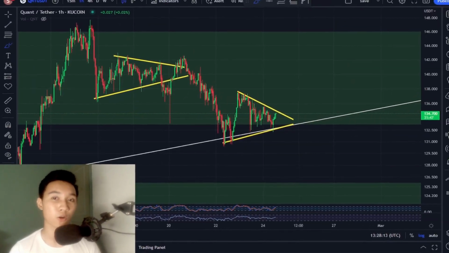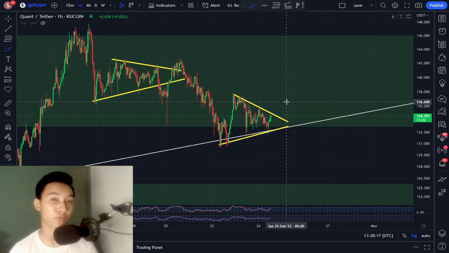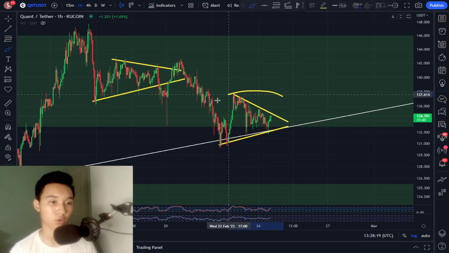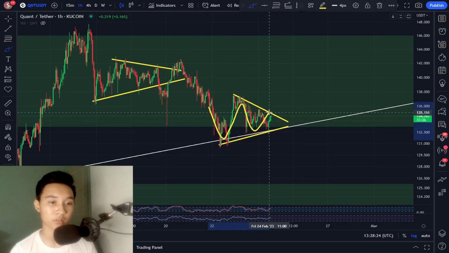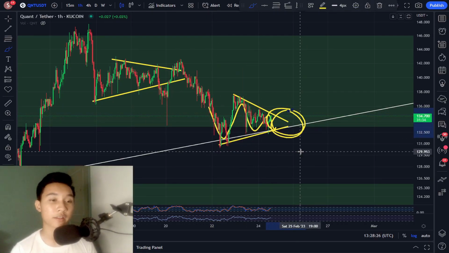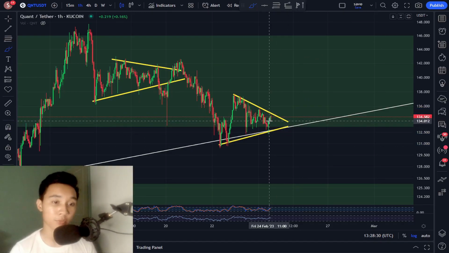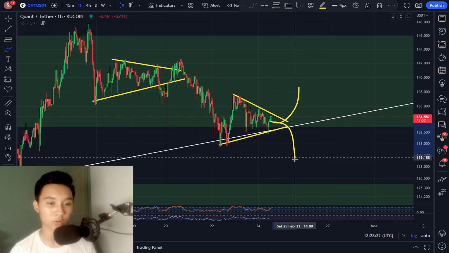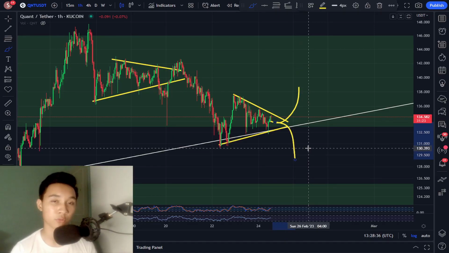In this video, it looks like the quant price in the 1 hourly time frame has formed this symmetrical triangle right here, and right now we are closely approaching the apex of the triangle, which means that at any point or in a couple of hours we could either break to the upside of the triangle or to the downside of the triangle. So this triangle pattern right here could be one of two things.